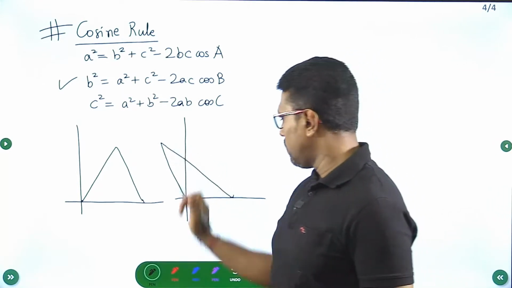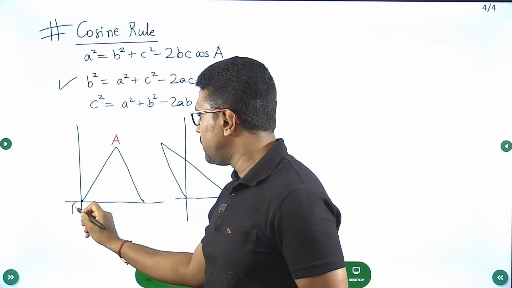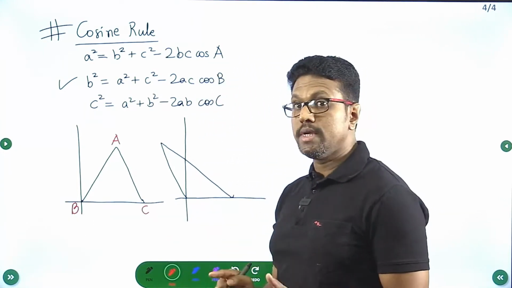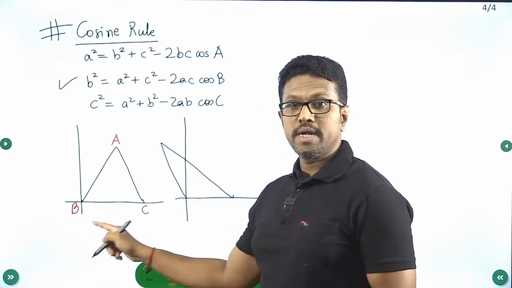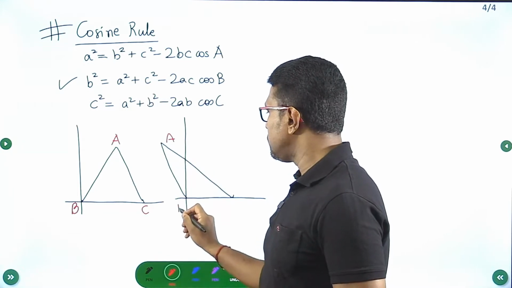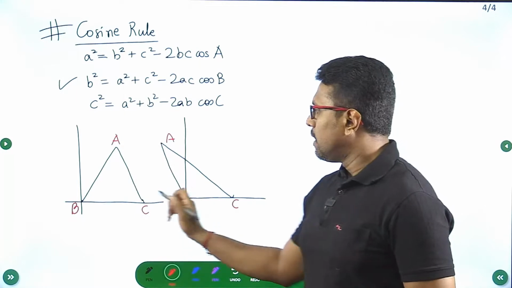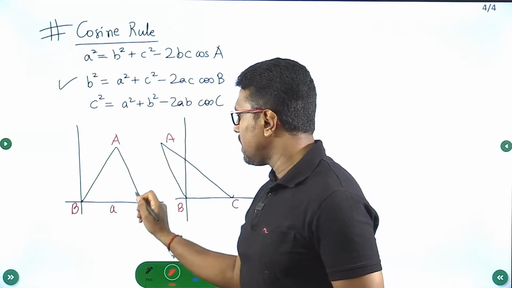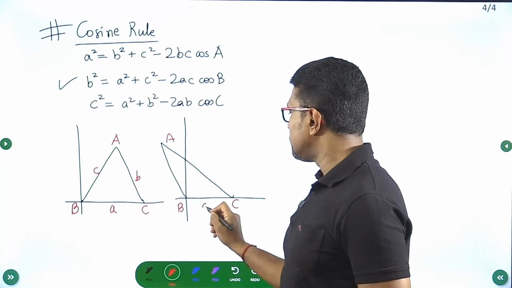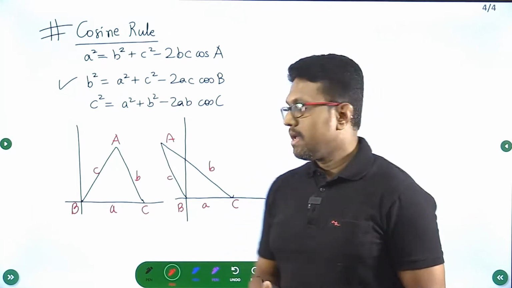So over here we are taking the triangle as A, B and C. If I want to prove b square, I have to see to it that the vertex B is at the origin. If I want to prove c square, obviously I will have to keep the vertex C at the origin. Opposite to A is small a, opposite to B is b, opposite to C is c, and here also it will be the same. This is A, this is B, this is C.